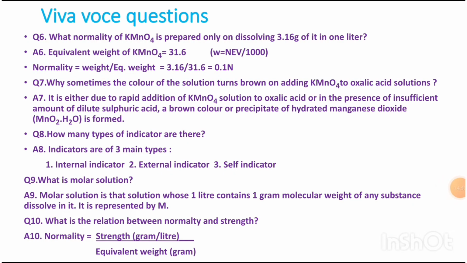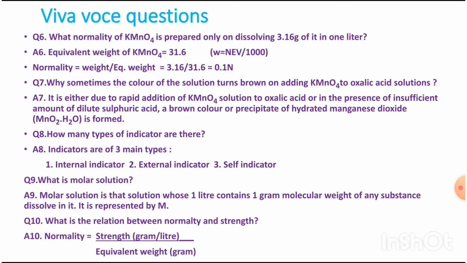Question 6th, what is the normality of KMnO4 prepared by dissolving 3.16 gram of it in 1 liter? Answer is, the equivalent weight of KMnO4 is equal to 31.6. Use the formula W is equal to NEV upon 1000. Input all the values and we get the answer 0.1 normal.